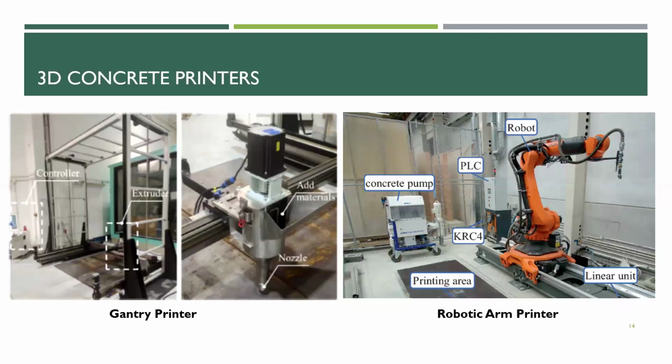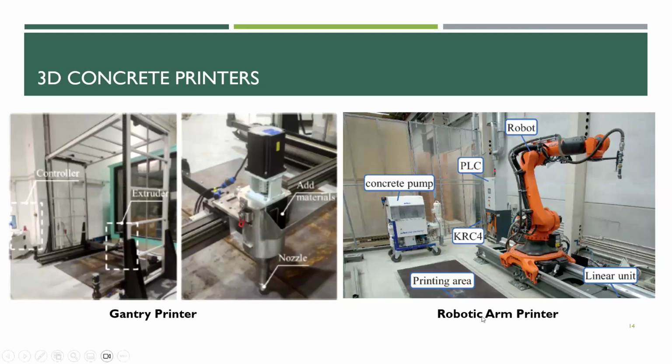But in a gantry type printer, the speed of extrusion is a bit slow, because it has to move across the frame. So generally, its extrusion speed is not very high. And in case of robotic arm printer, which I have shown a picture for you, it can move in 6 axes, and this extrusion speed is generally very fast.